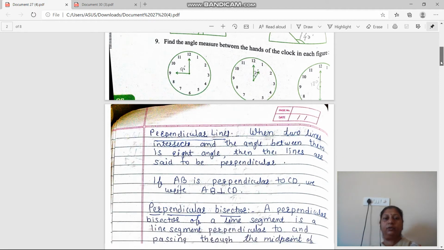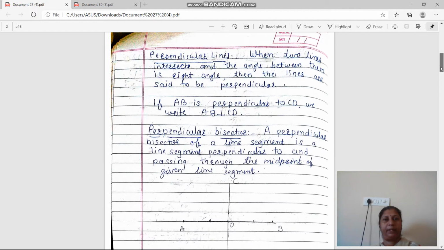Fine. So let's start our next topic, that is perpendicular lines. When two lines intersect and the angle between them is a right angle, then the lines are said to be perpendicular. Yesterday I explained about it, but once again I will repeat. If AB is perpendicular to CD, then we will write AB perpendicular CD.